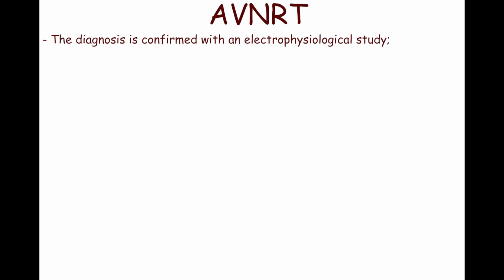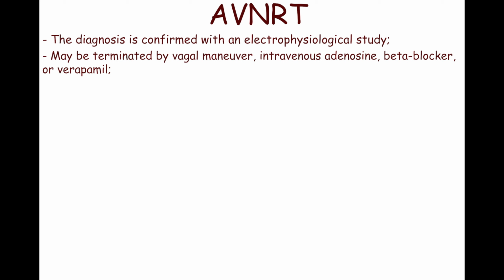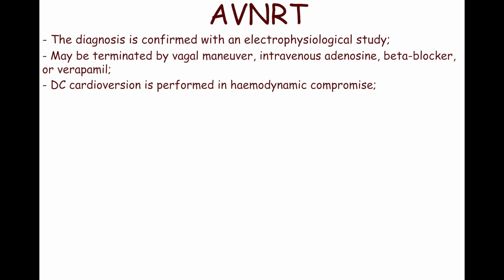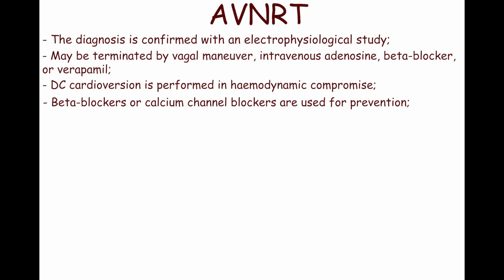Atrioventricular nodal reentrant tachycardia may be terminated by vagal maneuver, intravenous adenosine, beta blocker, or verapamil. In hemodynamic compromise, cardioversion is performed. Beta blockers or calcium channel blockers are used for prevention of atrioventricular nodal reentrant tachycardia episodes. Catheter ablation is very effective.